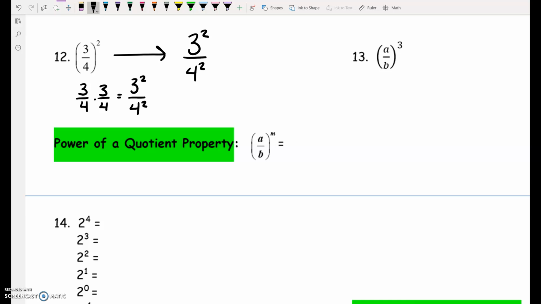If we have addition or subtraction inside the parentheses, you can't just stick the exponent on there, but with multiplication and division, you can. So number 13, (a over b) to the third becomes a to the third over b to the third. (a over b) to the m is a to the m over b to the m.